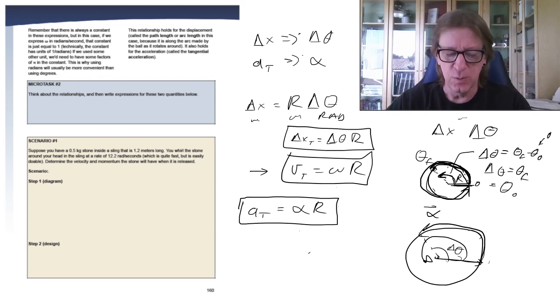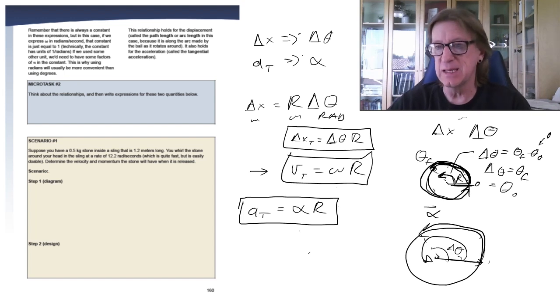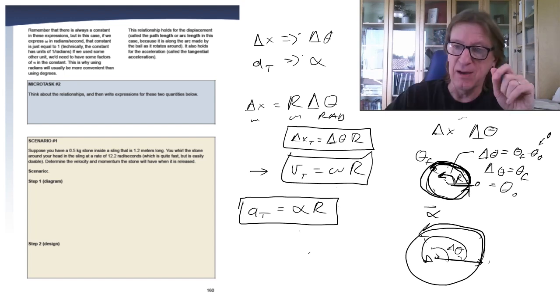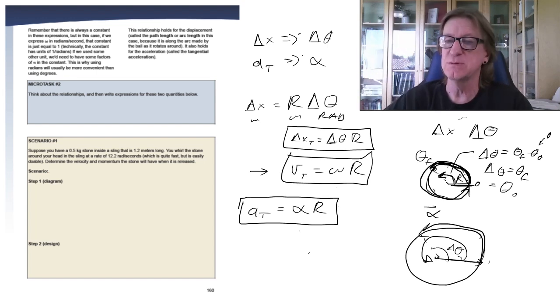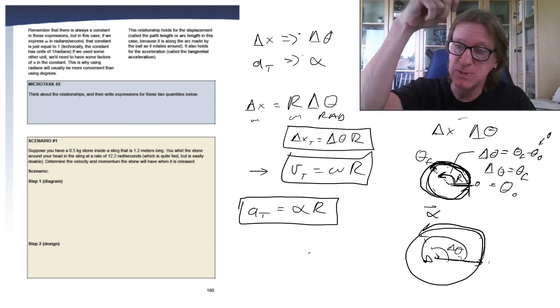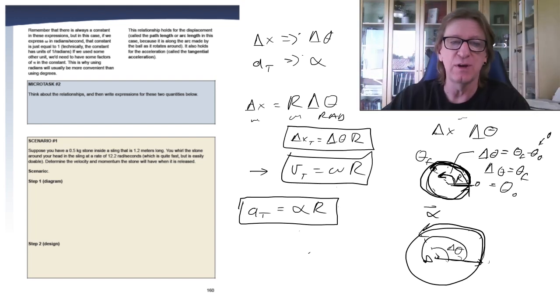All right, so let's take a scenario and apply what we've learned. Suppose we have a 0.5 kilogram stone, and it's inside a sling that is 1.2 meters long. So after it's folded, it's sitting in here, and it's 1.2 meters long. So what's the radius? Well, it's 1.2 meters. As I'm swirling it around, it's going to stay all the way at the end.